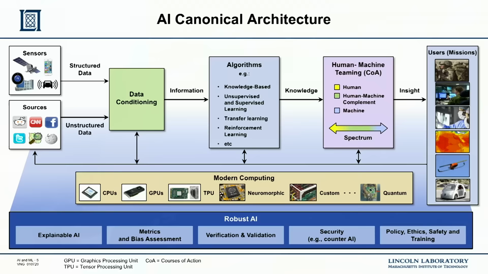And this is what we call a canonical architecture. Very much in line with Lincoln Laboratory thinking, we like to think of an end-to-end pipeline. What are the various components and what are the interconnections between these various components? So within our AI canonical architecture shown here, we go all the way from sensors to the end user or missions.